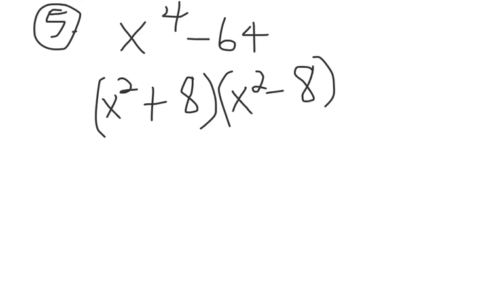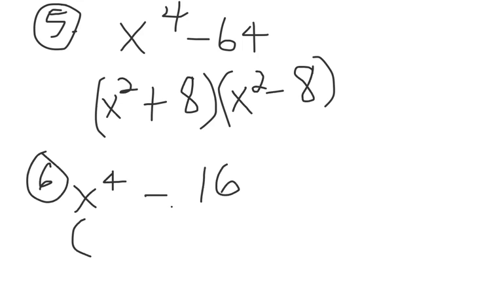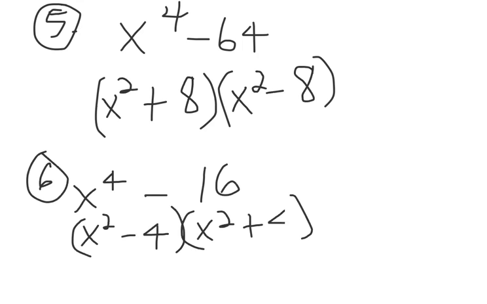You know what? I've got to do one more because what I was going for did not get accomplished, guys. So let me go ahead and do this one right here, and we'll call this number 6. X to the 4th minus 16. I'm trying to make a point, so this is why I'm doing this one. Again, x to the 4th is x squared times x squared. And then the 16 factors to negative 4 times positive 4.